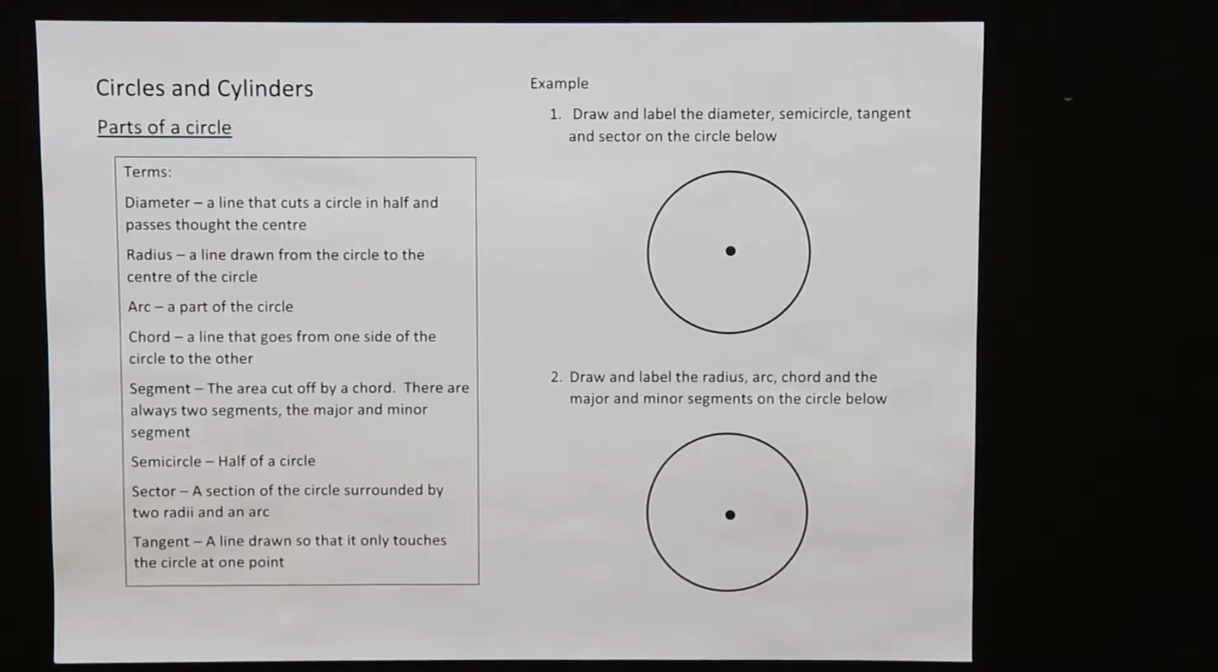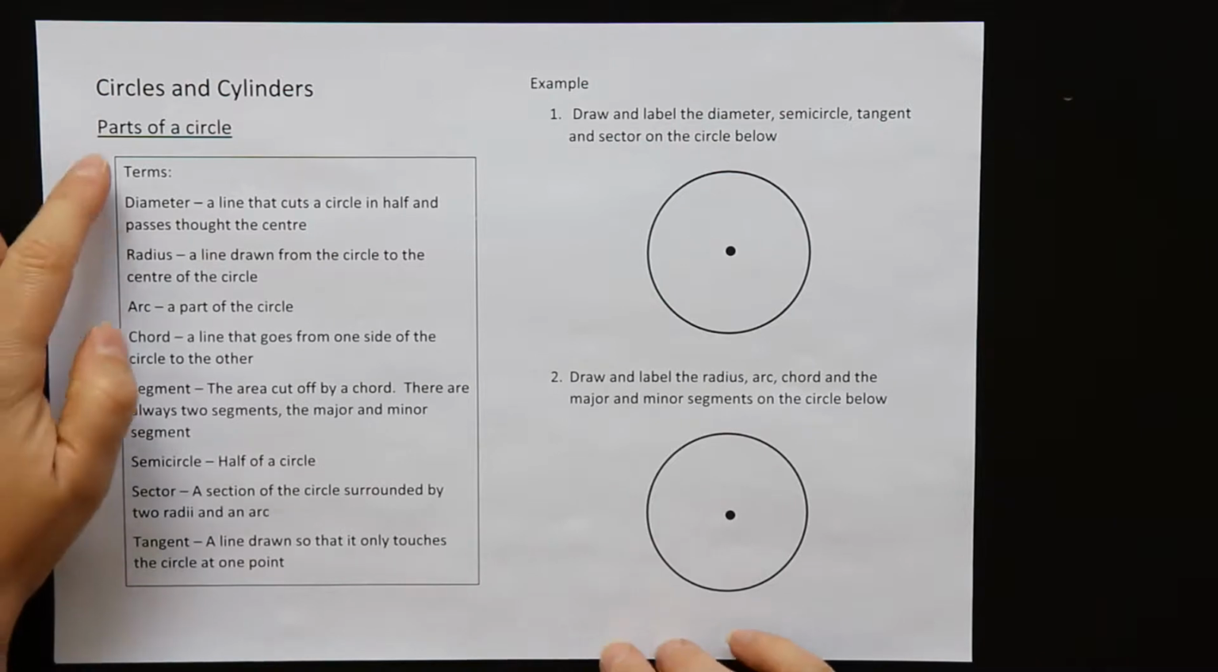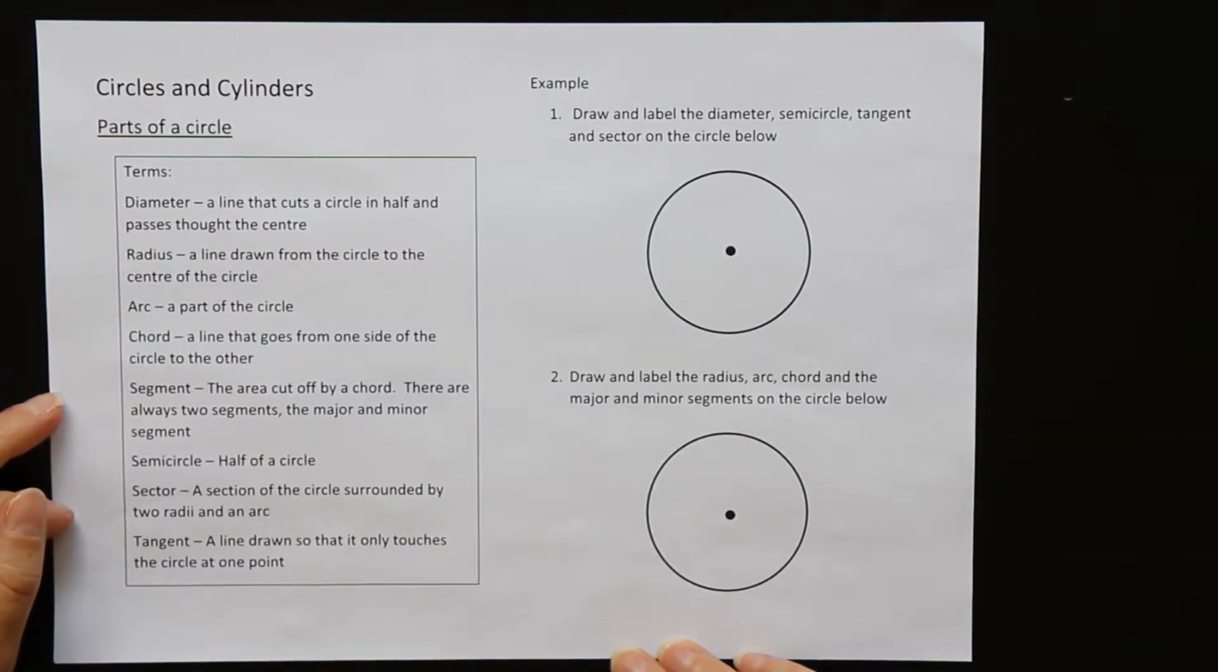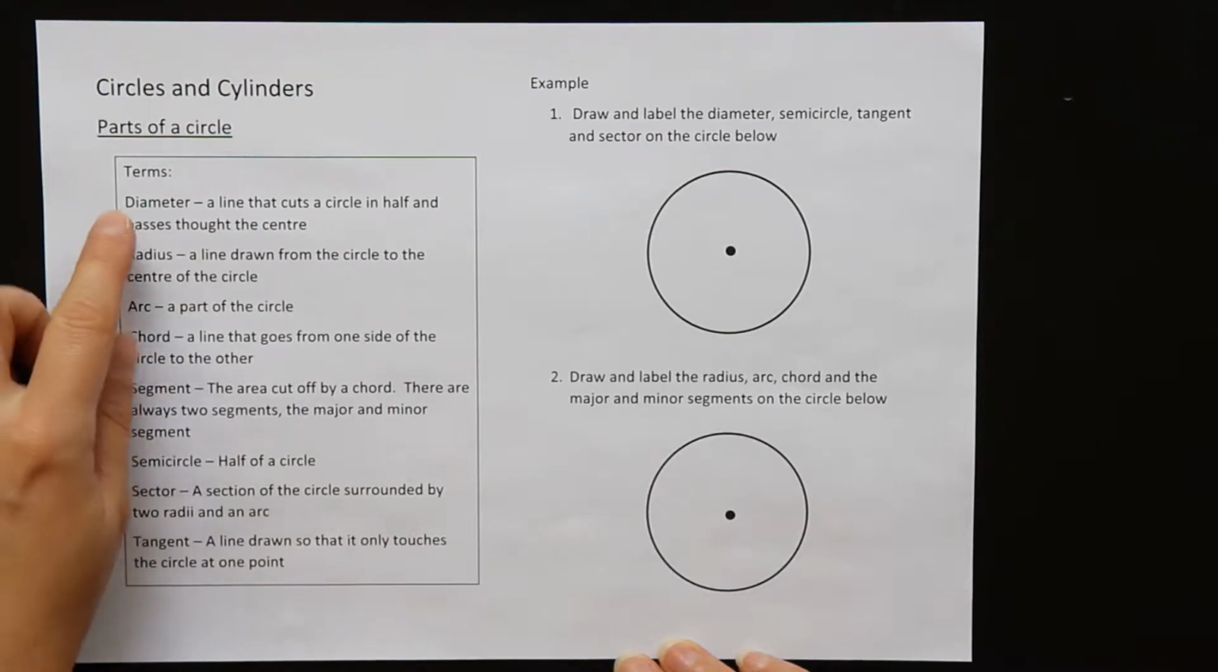Today we are starting a new topic called circles and cylinders. So the first thing you need to know in this topic is a bunch of different names of things. So we have a big box here full of terms that you need to know, all the different parts of a circle. So first of all we have a diameter.